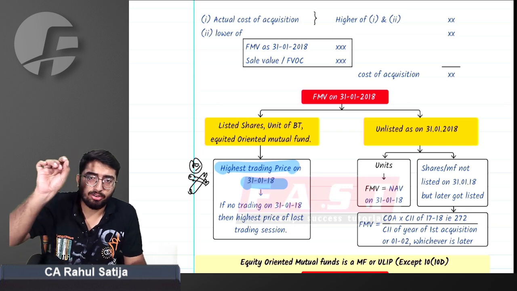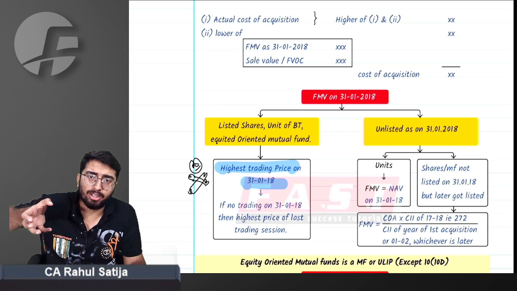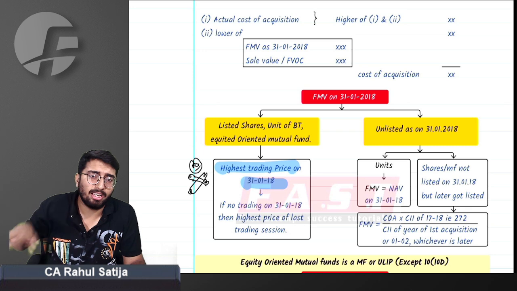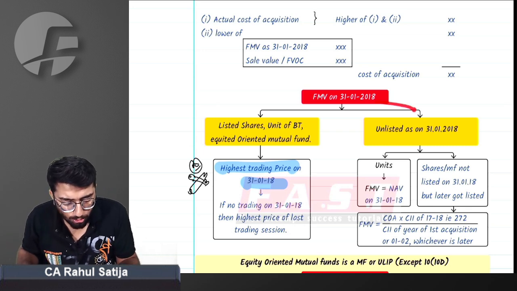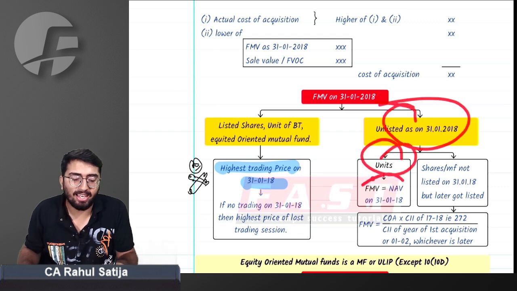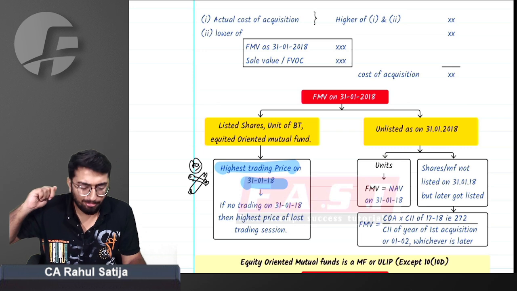What I said, how to calculate FMV. If shares, mutual funds, or units of businesses are listed on 31st January 2018, take the highest traded price. If there is no trading done on that day, take the highest price of the last day on which trading has been done in those shares. But what if shares or units or mutual funds are not listed? For mutual funds, take NAV as on 31st January 2018. We have studied NAV in AFM.